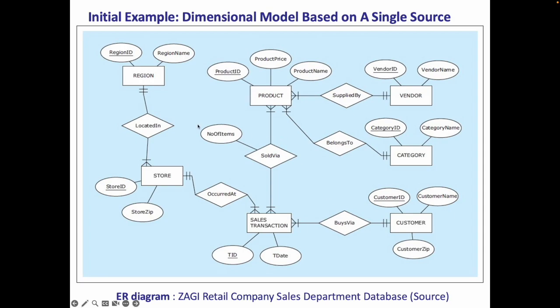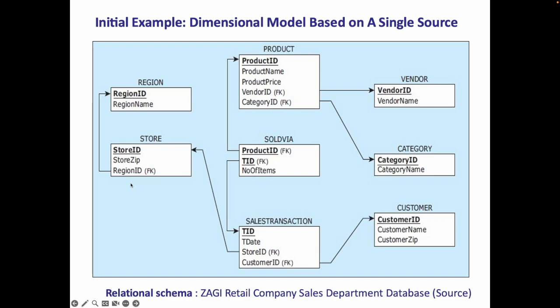So this is just the ER diagram representing a retail sale database for Zaggy database, and it just captures operational data in a normalized format, right? Now, what are the key entities here? We have product, regions, store, sale transactions, category, customer, right? So these are your main entities. So this is just your ER model. Now, this is just to review what information we have in our operational database in this example, right?